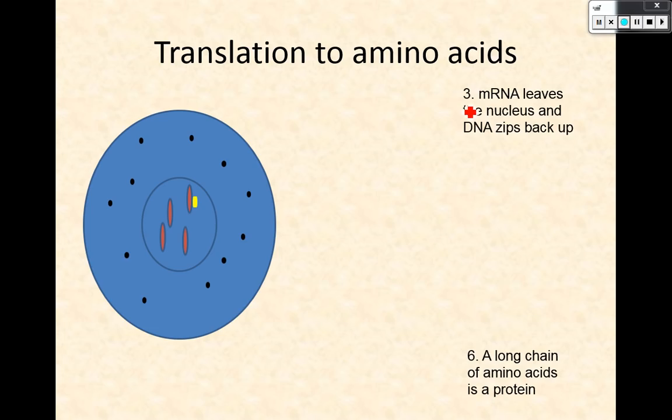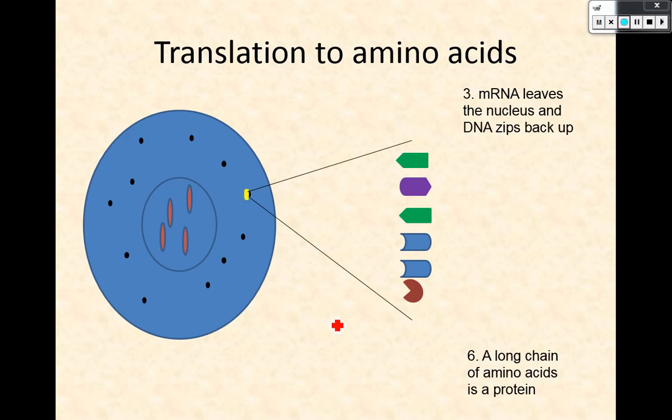So the third thing that happens is that the mRNA is going to leave the nucleus and the DNA zips back up. So there goes the mRNA, it's leaving the nucleus. These black things are ribosomes, so it finds a ribosome. That DNA zips back up, it's happy, it's safe, it's staying secure in its nucleus. So now we're going to zoom in. This is our mRNA strand that we had before.